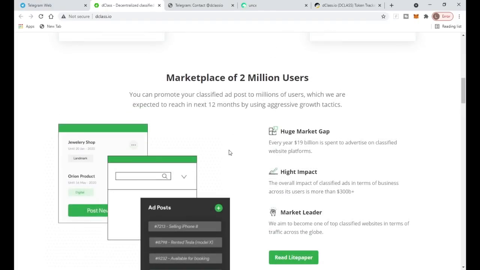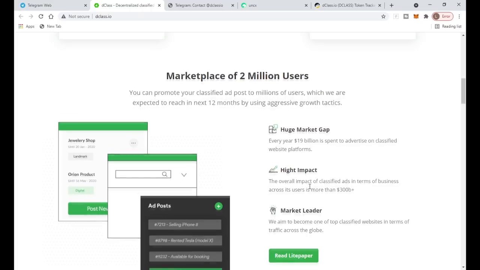Marketplace of 2 million users. You can promote your classified ad post to millions of users, which we expect to reach in the next 12 months by using aggressive growth tactics. There's a huge market gap. Every year, $19 billion is spent advertising on classified website platforms. There you go, that's what I was saying there. The overall impact of classified ads in terms of business across its users is more than $300 billion. So look, it's absolutely huge.